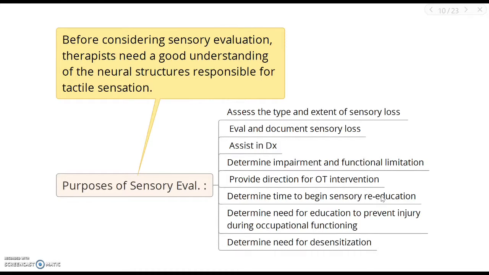Okay, so the purpose of sensory evaluation: it helps assess the type and extent of sensory loss, determines impairment and functional limitation, provides directions for OT intervention, and also determines the need for education to prevent further injury during occupational functioning.